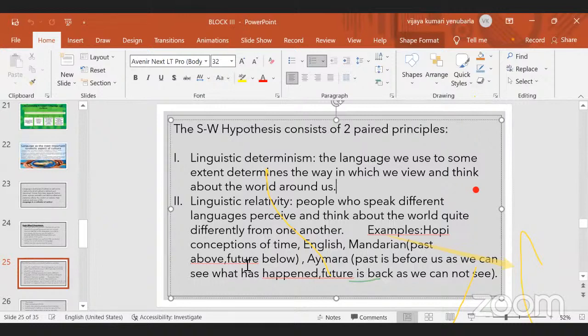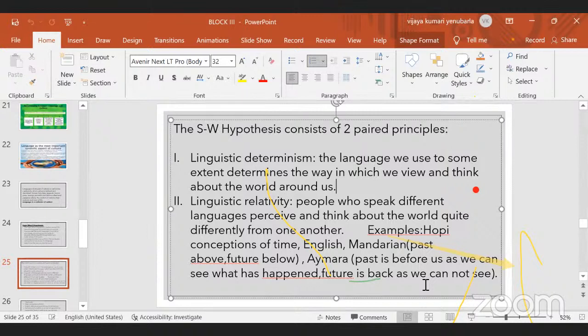It is a different time of representation. Aymara. So this is another example. So past is before us, as we can see what has happened. Future is back, we cannot see. Okay, so obviously based on the idea, language also changes.